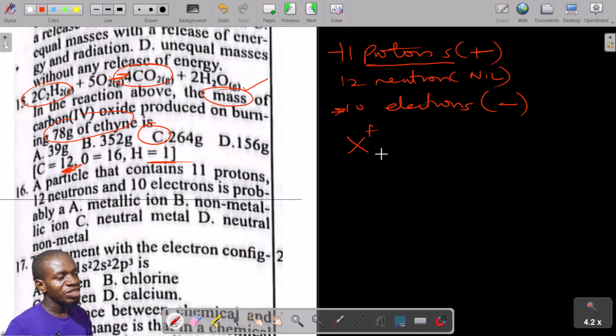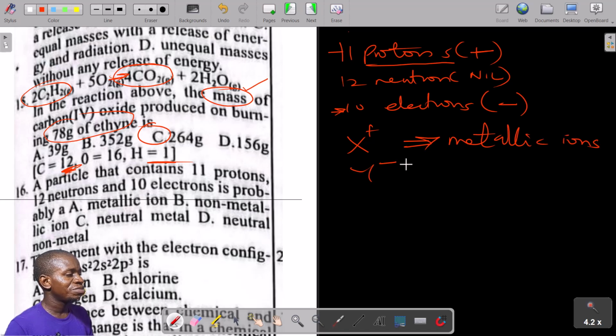And an element that is positive charge is known as what? We call them the metallic ions. Whereas the ones that are negative are called the non-metallic ions. Which means that metals in group 1, group 2, group 3 will give you what you call metallic ions, whereas non-metals like groups 5, 6, 7 will give you what you call the non-metallic ions.